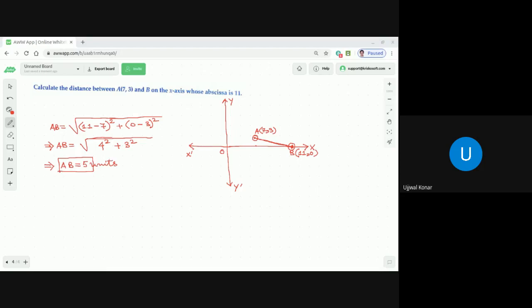Correct, dear students? So in this way we need to solve problems. So this is all I had to discuss as far as the distance formula is concerned.